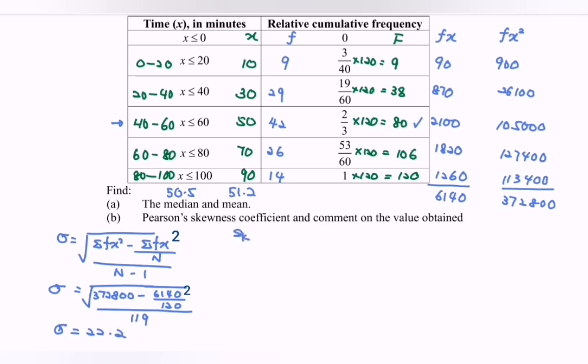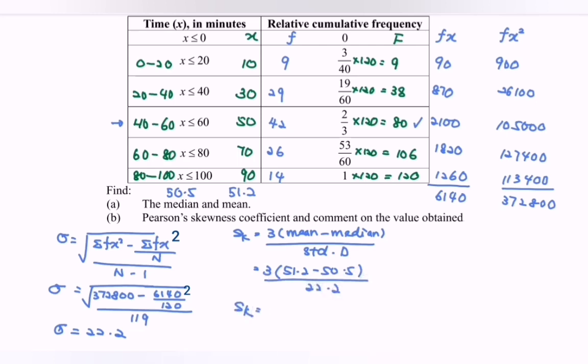Next is to find the Pearson skewness coefficient. In here we have 3 multiplied by the mean minus the median, over the standard deviation. So kindly substitute 3 multiplied by 51.2 minus 50.5, and then over 22.2. So the value of the SK, or the Pearson skewness coefficient, would be 0.093. So kindly comment on the value. We have slightly skewed to the right.